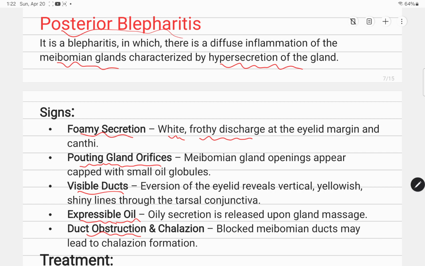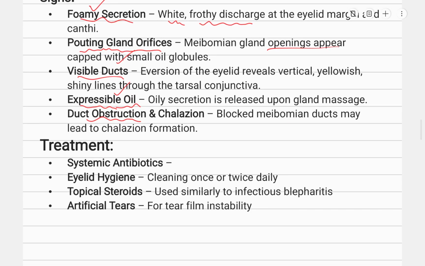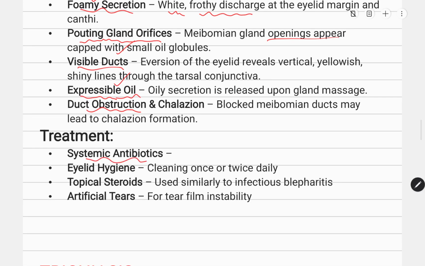So posterior blepharitis is simply the inflammation of meibomian glands. Okay, its signs include frothy secretion, then the gland orifices become very pouting, or visible duct openings appear. Then there is excess oil production, or there may be blockage of these ducts. So its treatment includes systemic antibiotics, eyelid hygiene, or topical steroids can be used.